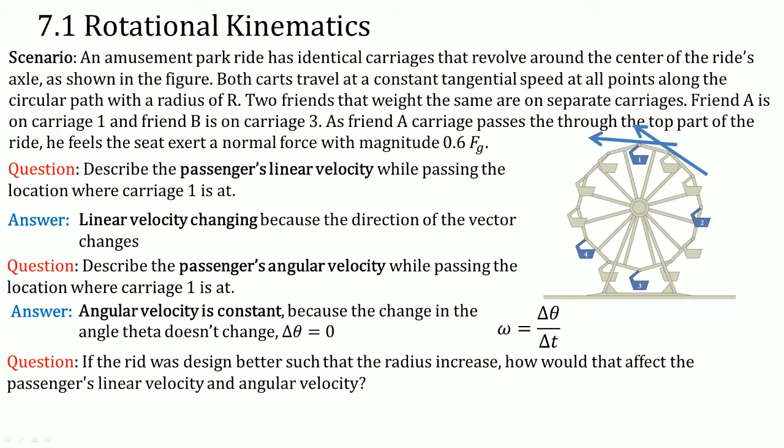Angular velocity is equal to delta theta over delta t. So here you would say that the angular velocity is constant. That gives you a visualization of the angular velocity in this scenario.